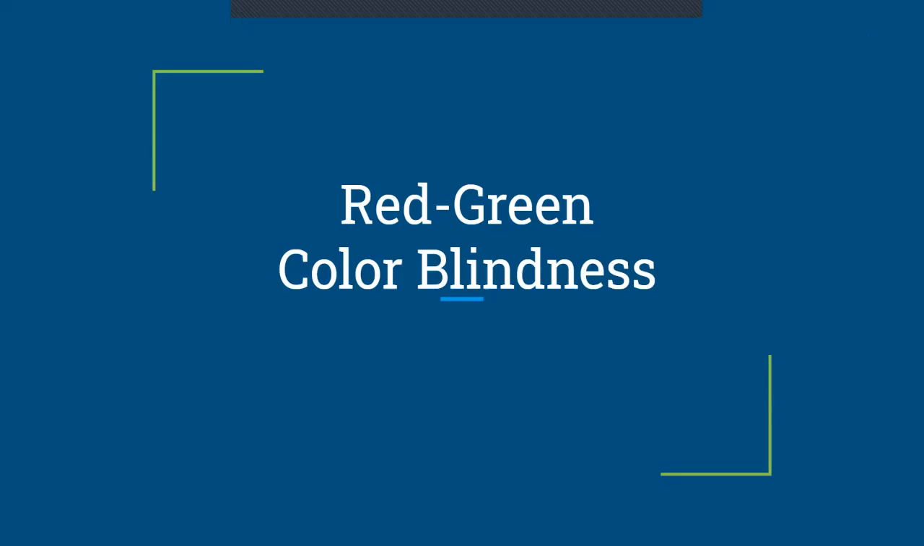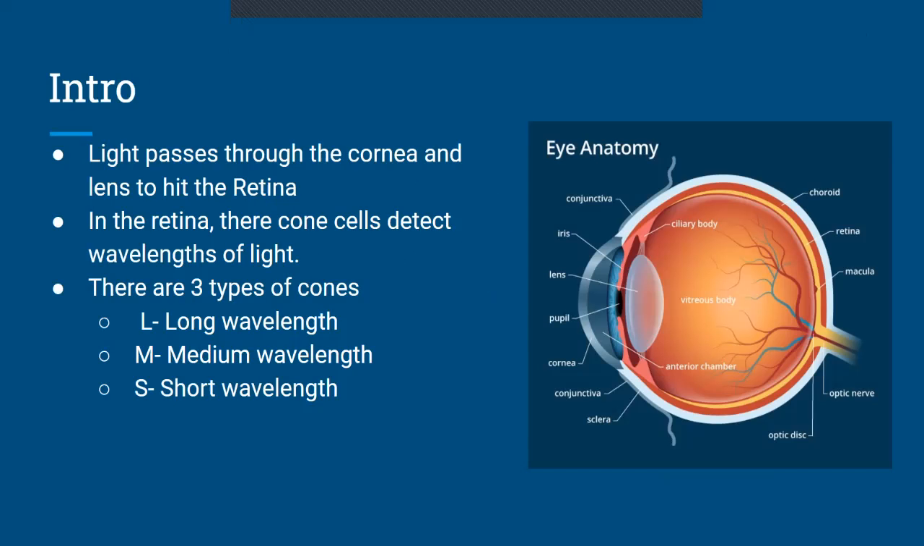Red-green colorblindness. Colorblindness is a defect of vision affecting the ability to distinguish colors. Light passes through your cornea and lens and hits the retina.